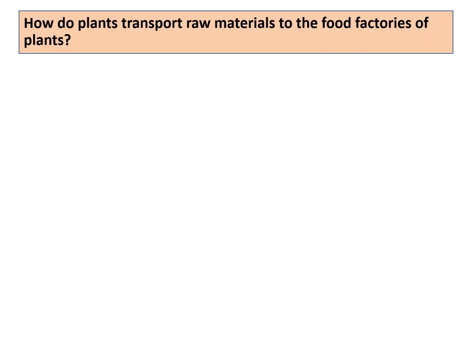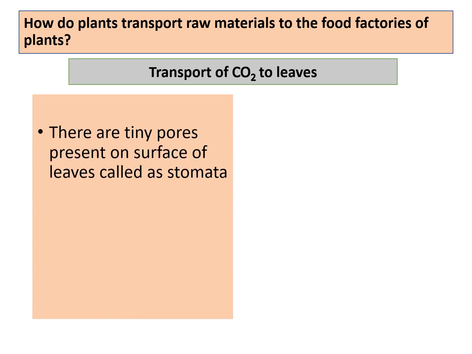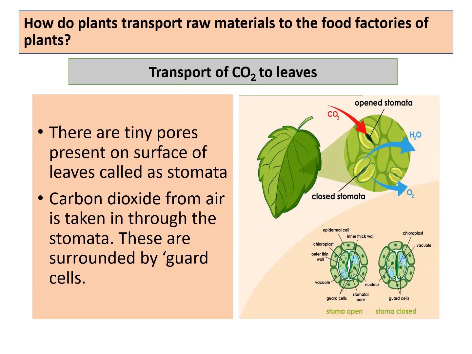Now the next question is how do plants transport raw materials to the food factories of the plant? First we will understand how carbon dioxide is transported to the leaves. On the surface of the leaf, there are tiny pores known as stomata. Carbon dioxide from the air is taken in through the stomata, and these stomata are surrounded by guard cells. These are the guard cells. So when these stomata open, the carbon dioxide gets inside the leaves. So with the help of stomata, carbon dioxide is transported to the leaves.